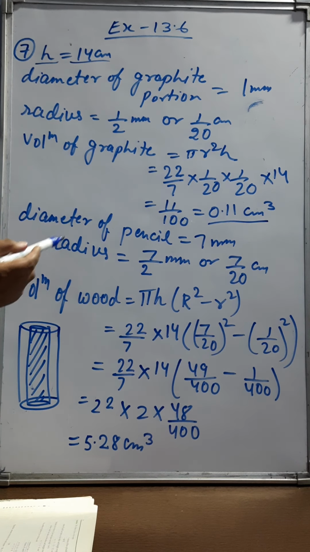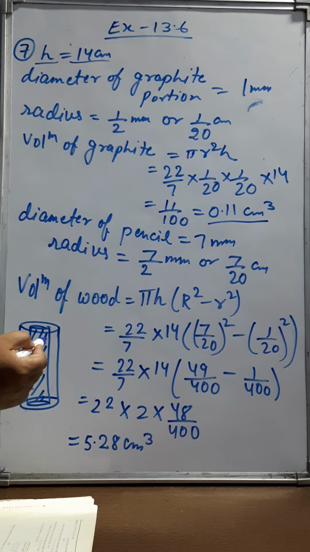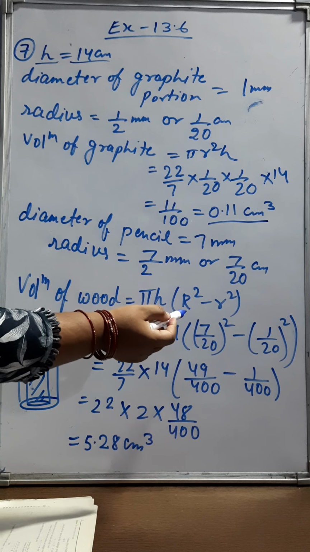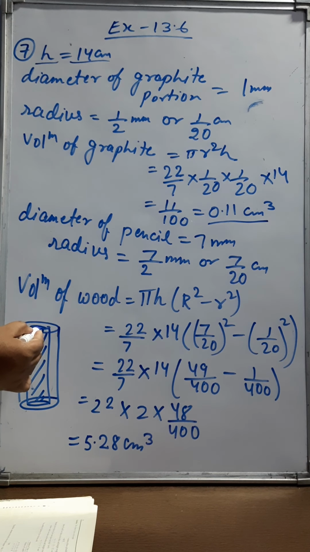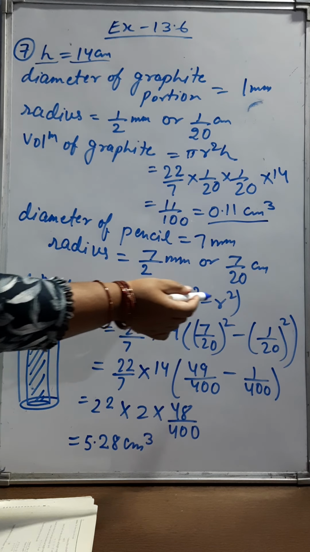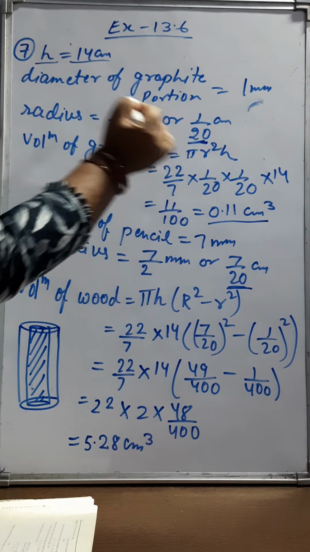So diameter of pencil is given to you 7 mm. So radius is 7 by 2 mm or 7 by 20 centimeter. So for calculating volume of wood, we can use the formula of volume of hollow cylinder, which is pi h inside the bracket capital R square minus small r square. So capital R is 7 by 20 and small r is 1 by 20. This is capital R, this is small r.